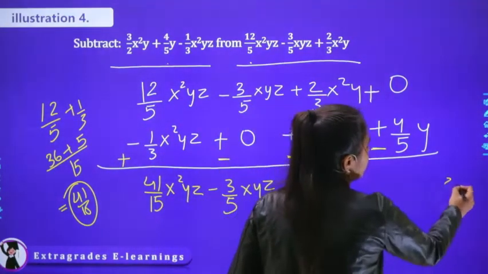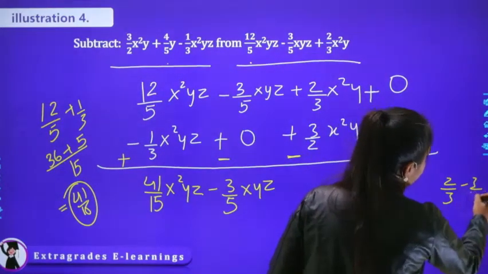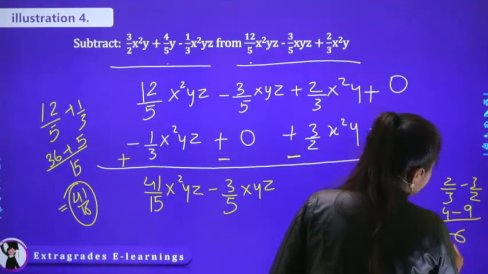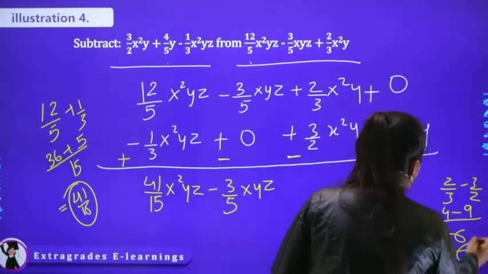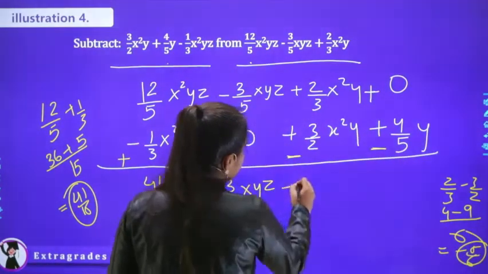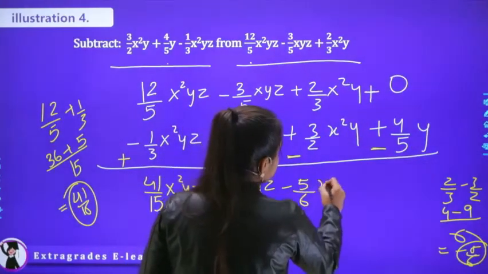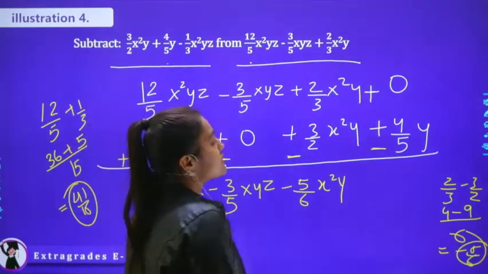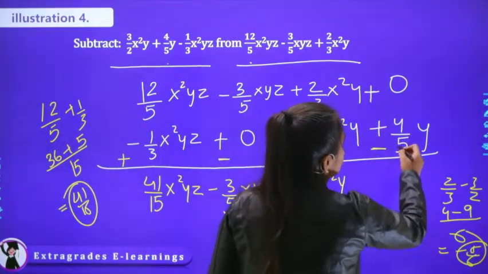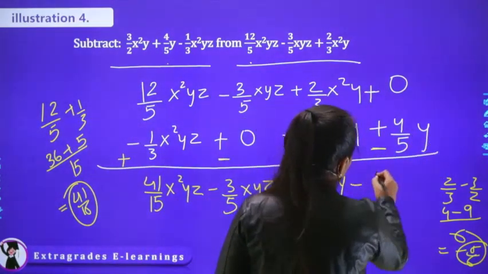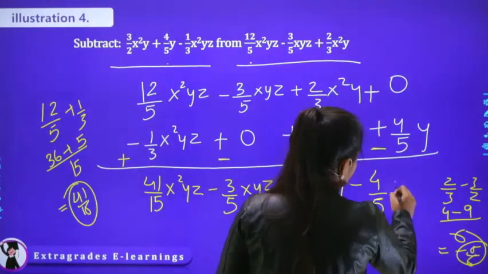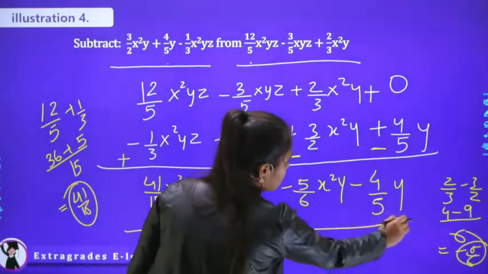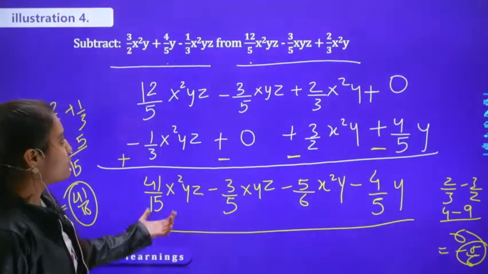So I'll do 2 upon 3 minus 3 upon 2. What it will be? 6. 2 2s are 4 minus 9. So it will be minus 5 upon 6. So I will write minus 5 upon 6 x square y. Then we have at last 0 minus of 4 upon 5y. So this is the answer as algebraic expression for the given question.